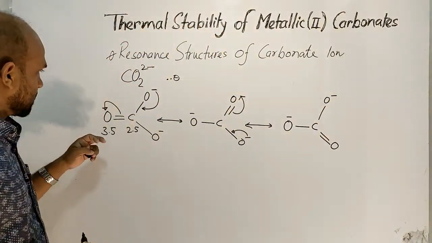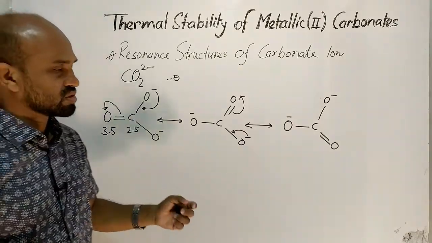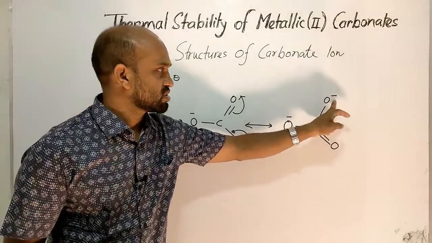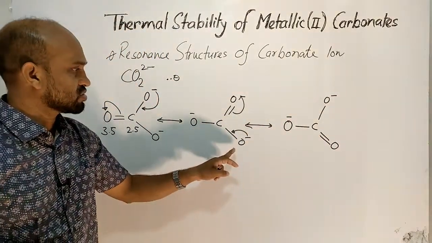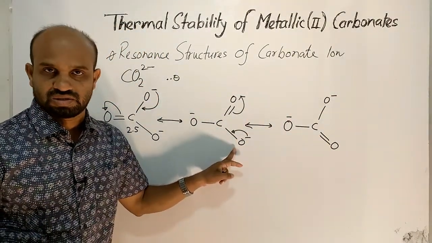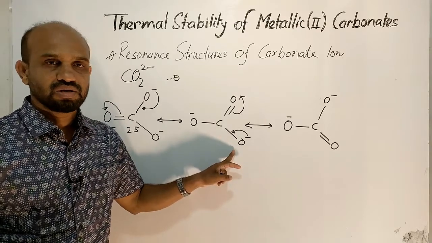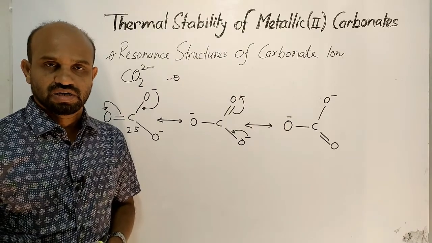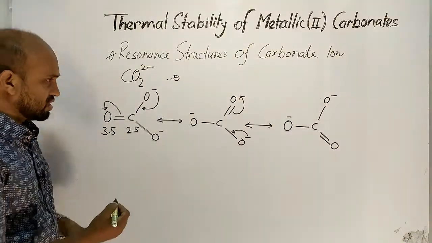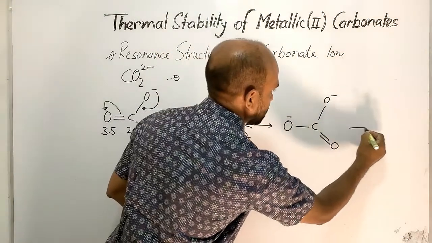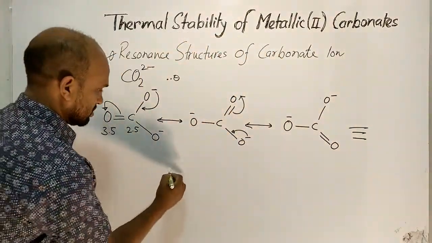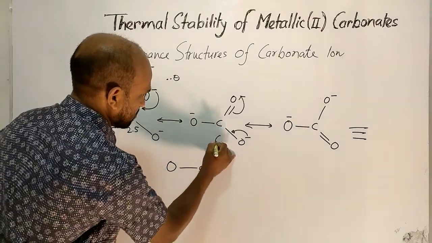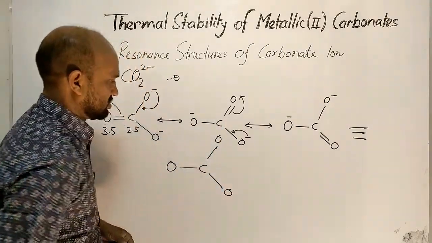That means all the oxygen atoms are carrying negative charge. This oxygen, and in this structure this oxygen. Simply, all three oxygen atoms are carrying negative charge. An average structure is obtained. That is, oxygen, here carbon, here oxygen, here oxygen.